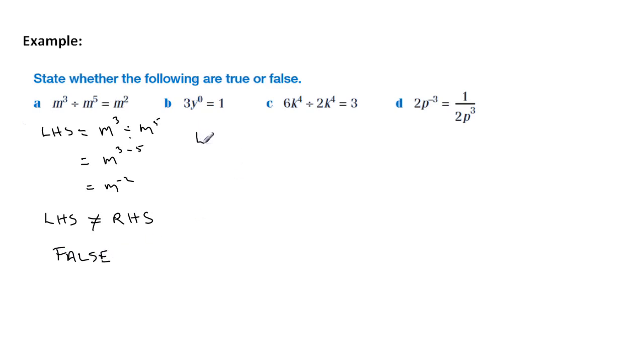So the answer would be false. Here we've got the left hand side equaling 3 times y to the 0. Remember, the 0 relates to the y because there's no bracket. It doesn't relate to the 3. This would leave us with 3 times 1 if we apply our rule, which is 3. So once again, the left hand side does not equal the right hand side, being 1, and so it's false.